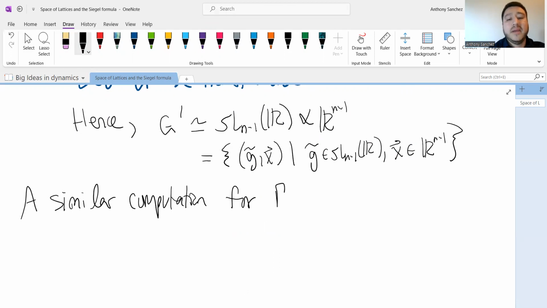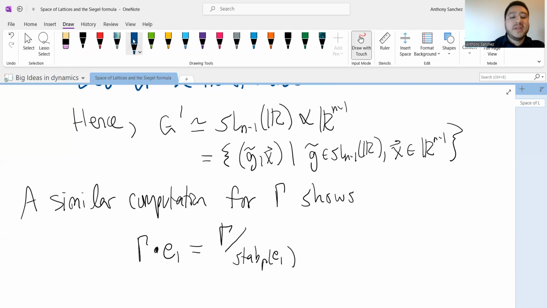for SL_n(Z) gamma shows the following. If I grab gamma and look at the orbit of, say, e1, then the orbit stabilizer theorem tells me that this is the same thing as gamma mod the stabilizer gamma of e1. So what is this geometrically? If I grab something inside of SL_n(Z) and look at all possible first columns of it, what should I obtain? I think a really good guess is that you'll end up with just the integer lattice points. But in fact, closer inspection will tell us that we're only going to get the primitive lattice points.